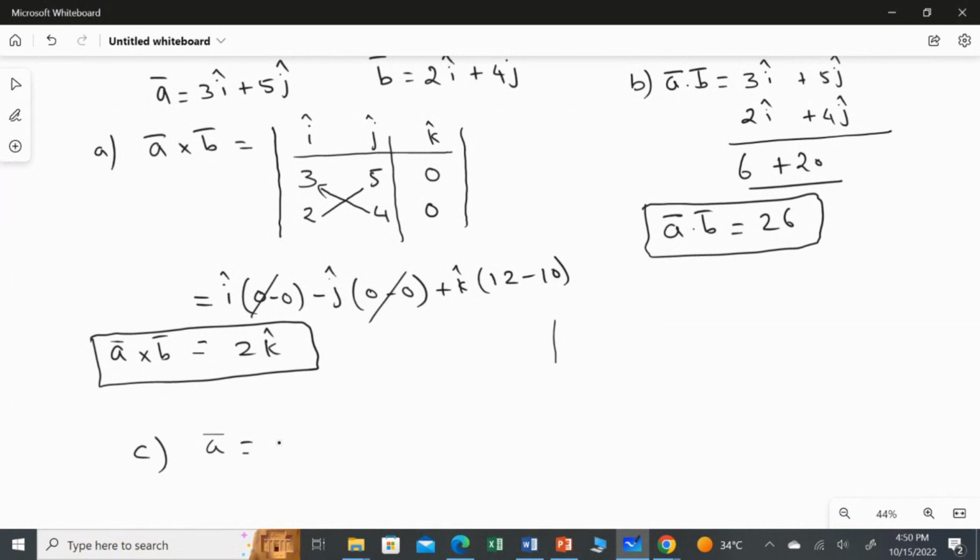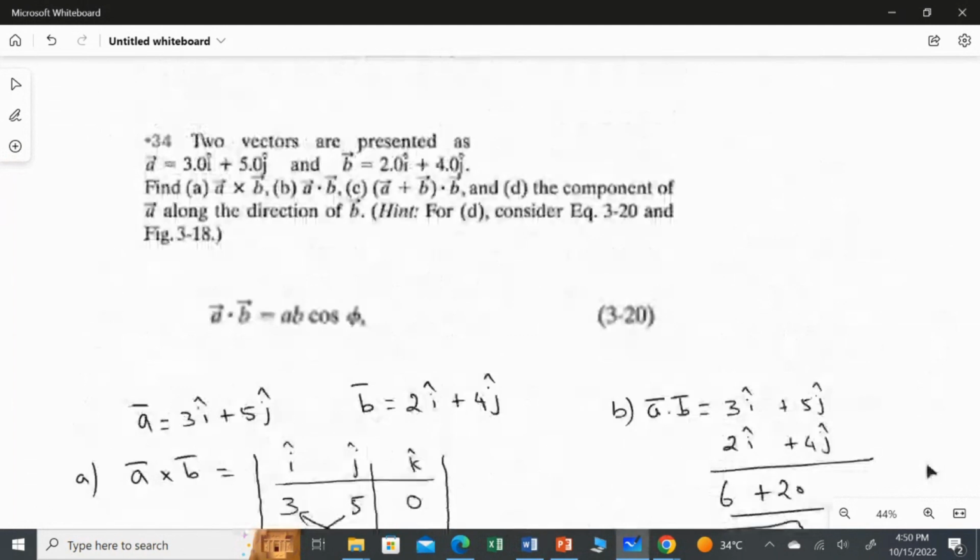First of all, I'm going to write A vector, which is 3 i cap plus 5 j cap, and B vector is given as 2 i cap plus 4 j cap. So what we are going to do? We are going to find (A vector plus B vector) dot product with B vector. I think so. So better I will just see one more time.